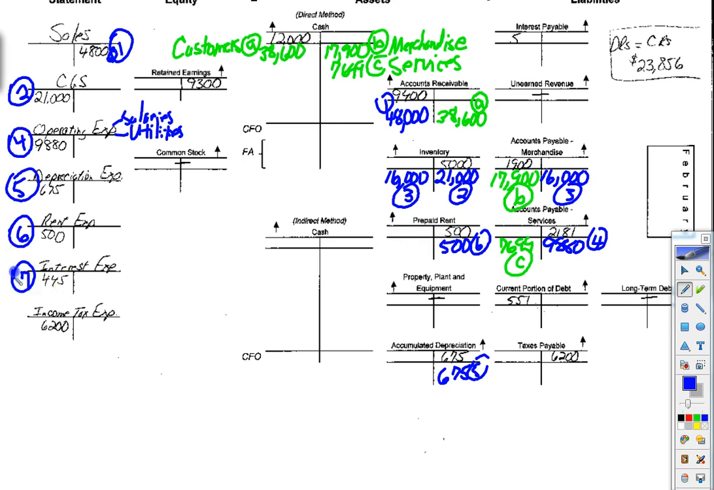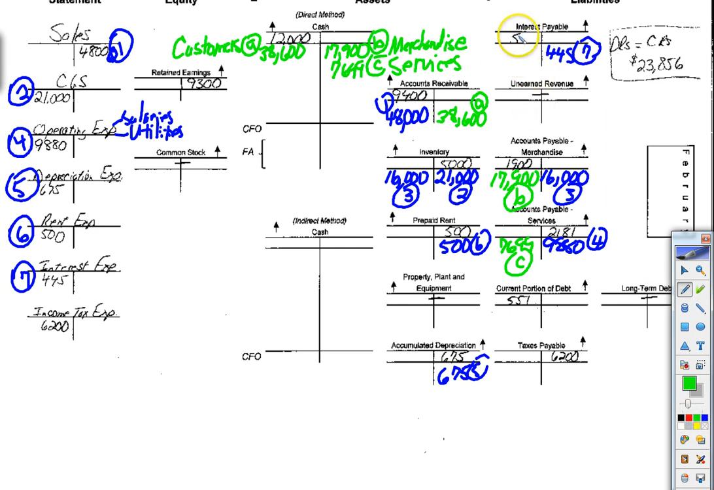Next one, interest expense. So when I see interest expense on the income statement, what might be the related account over here? Well, interest payable, because we always pay for interest after it's been accrued. So interest payable will go up when we incur the expense. Okay, so I have a debit to interest expense and a credit to interest payable. And like all payables, it goes down when cash is paid.